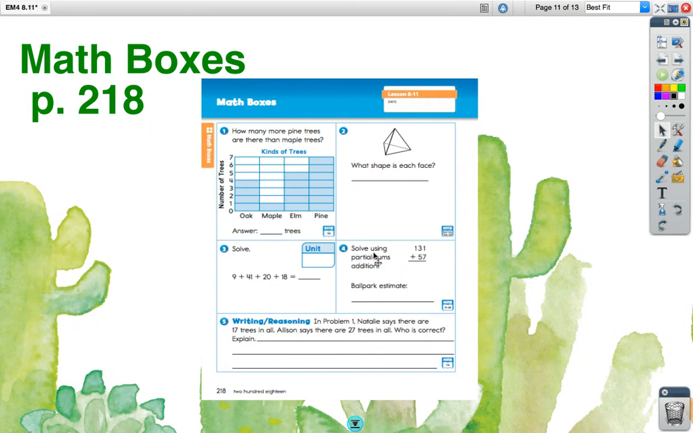Number 4, solve using partial sums addition. Write a ballpark estimate and then solve to find your answer. And number 5, writing and reasoning. In problem 1, Natalie says there are 17 trees in all. Allison says there are 27 trees in all. Who is correct? Explain your answer.